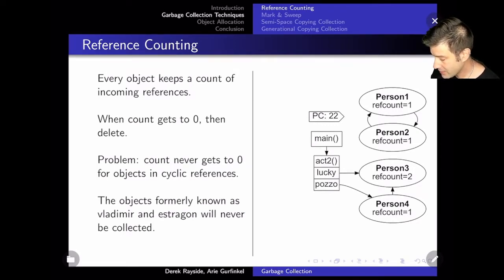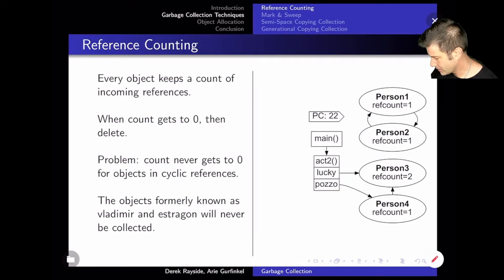And whenever the count of an object gets to 0, then this object is deleted. Okay? The problem with this is, of course, that if we have cyclic references, then the references will never get to 0. And this is a known problem. For example, in Python, you can create loops in between objects, and then these things will never be garbage collected. So we have this example in here.